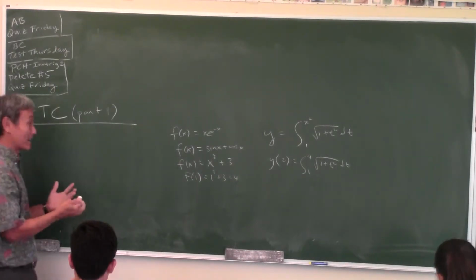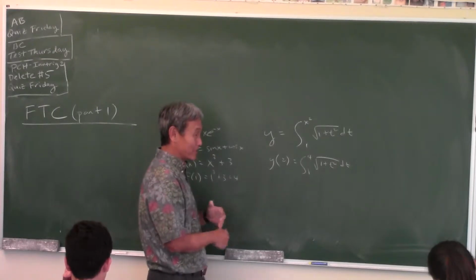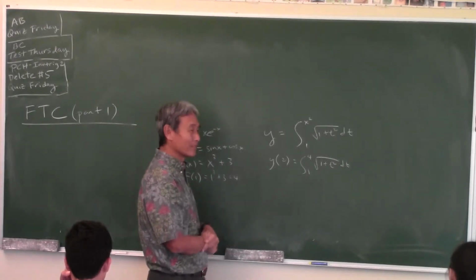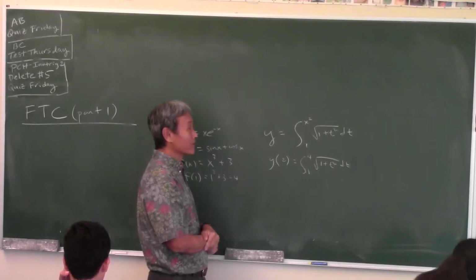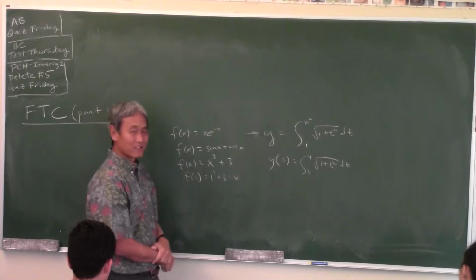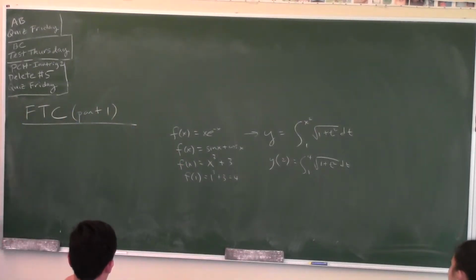So if you want to analyze a function, like computing the maximum and minimum, or finding points of inflection, what's the procedure for finding maximum and minimum points? Take the derivative and make a number line. So how do you take the derivative of a function that looks like that? Well, that's where the fundamental theorem of calculus part 1 comes in.